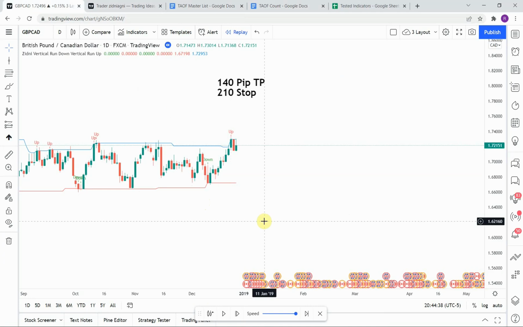Today we will be testing the Zidni vertical run down, vertical run up indicator.